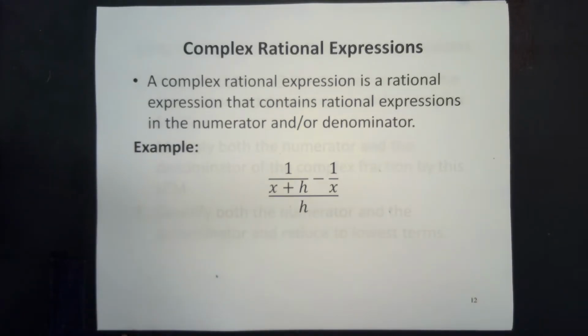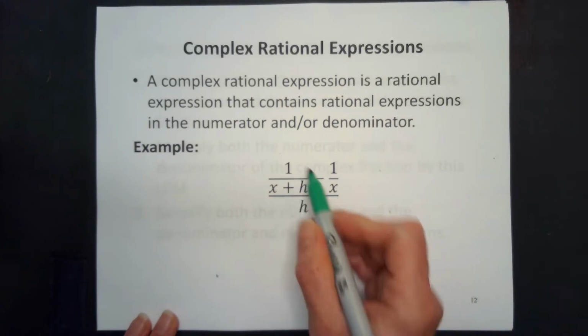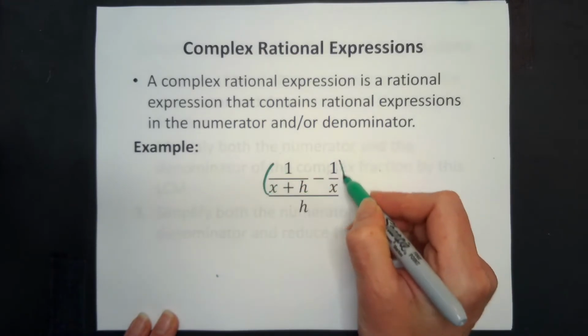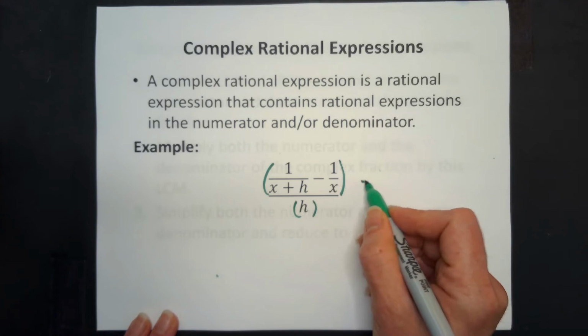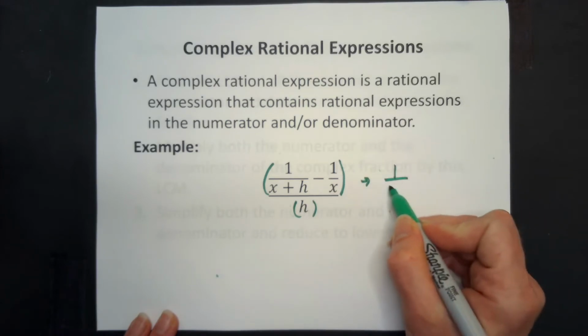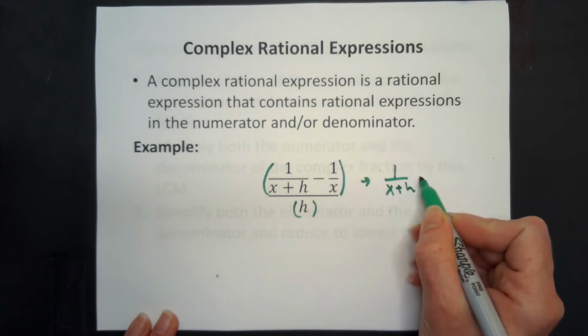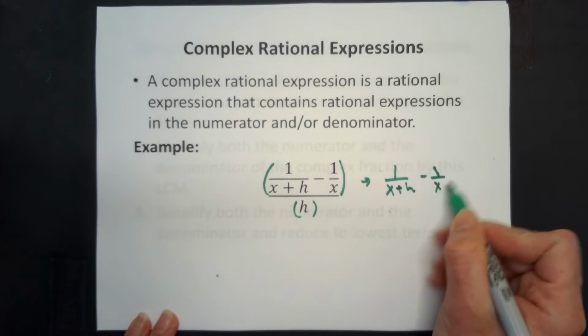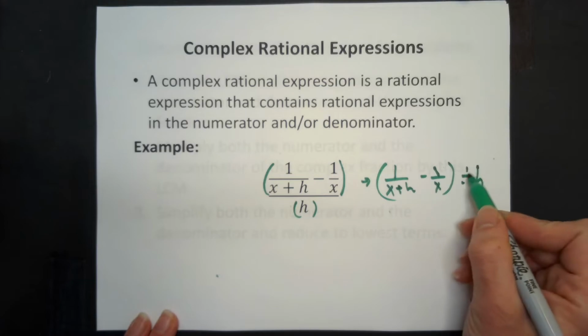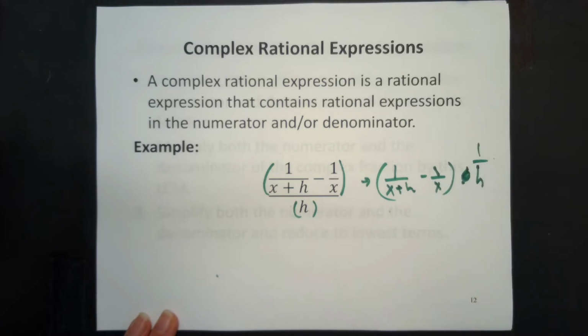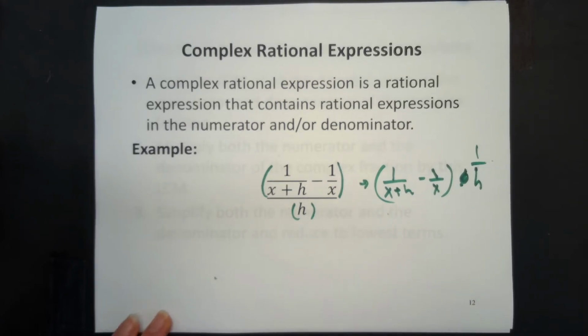So remember, fractions are like grouping bars. In other words, this part would be done before this part right here. Another way of writing that could be 1 over x plus h minus 1 over x, and this all divided by h, or multiplied by 1 over h. It's another way to say it.